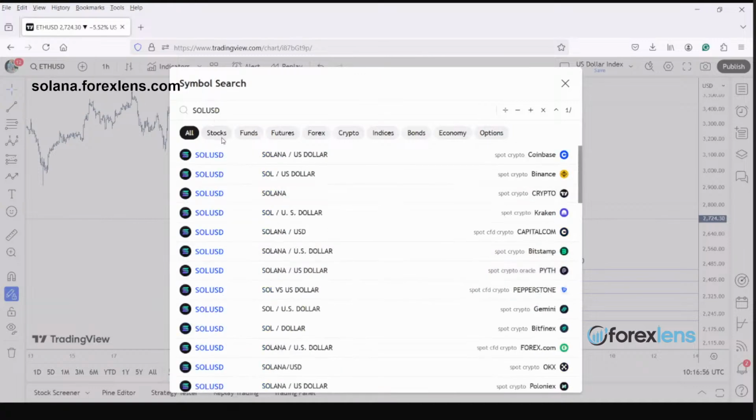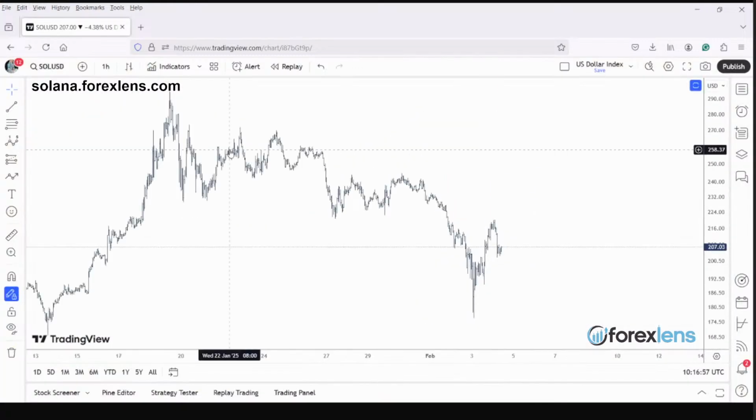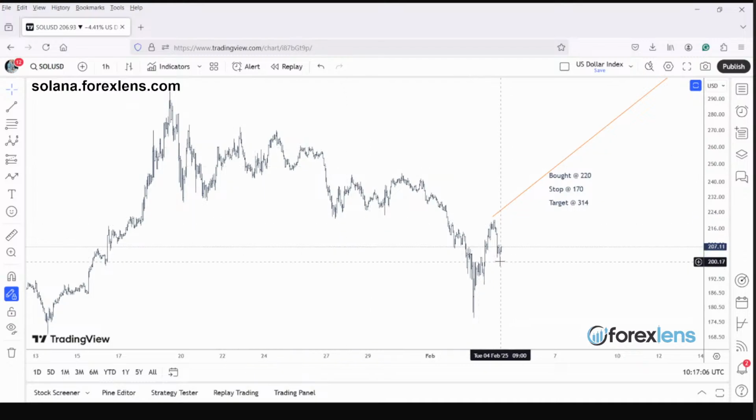Solana, quite similar views on Solana as well. A retracement which could be near to completion. Remember, we went long around the same price, 220, just above this current price where we are trading.